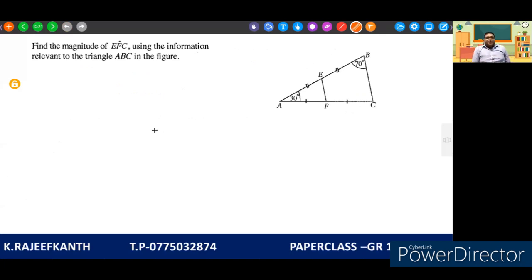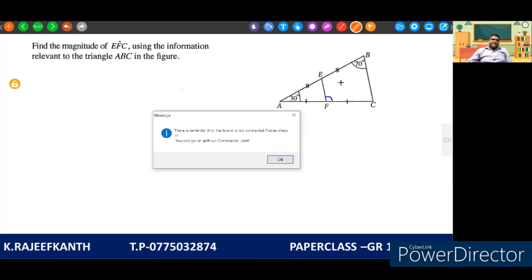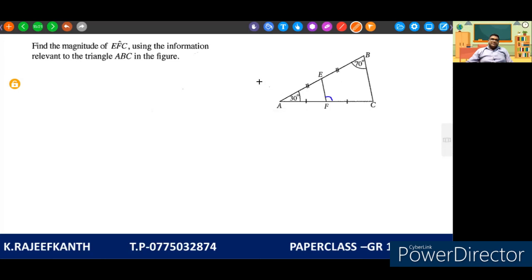Find the magnitude of angle EFC. You have to find the magnitude of angle EFC using the information relevant to the triangle ABC in the figure. So here they have given a triangle ABC. First you have to understand the figure. What data have they given? Why have they given those data?